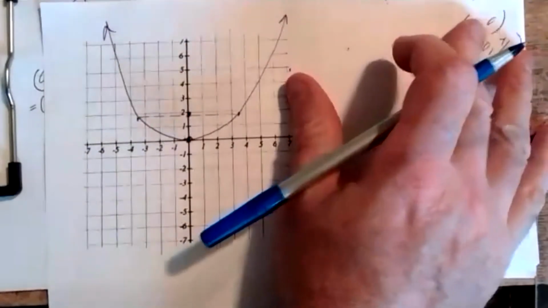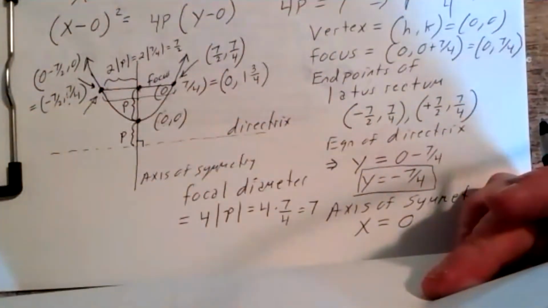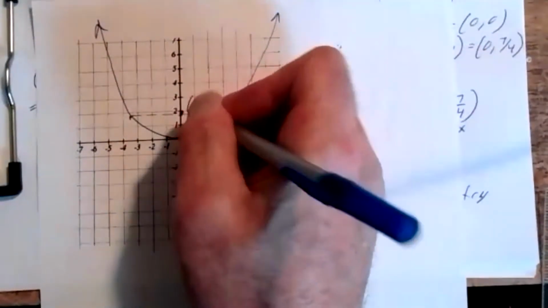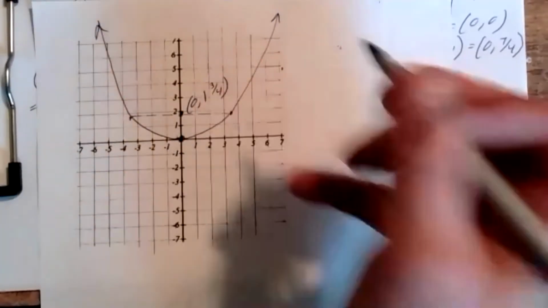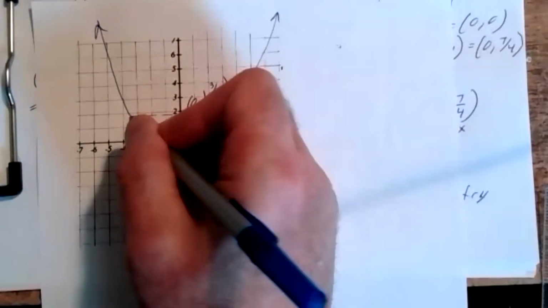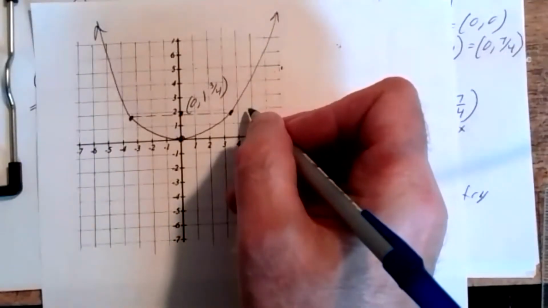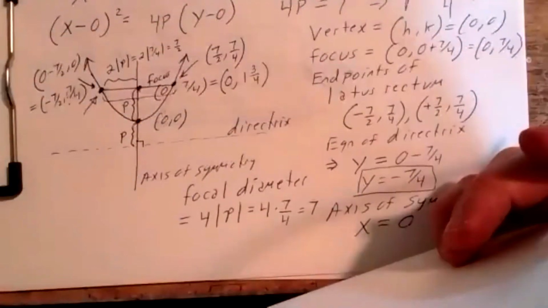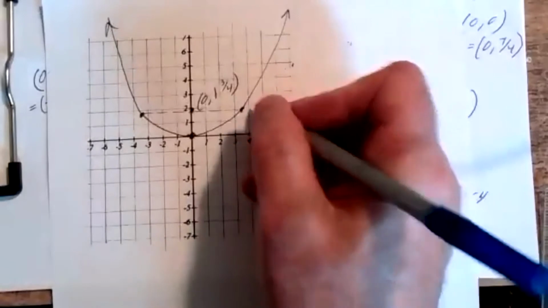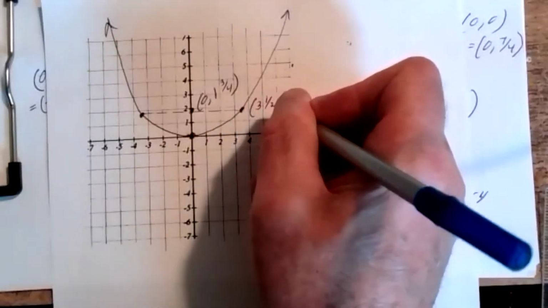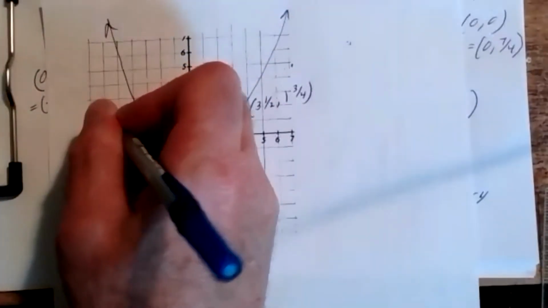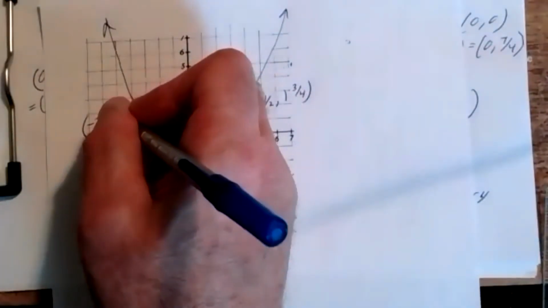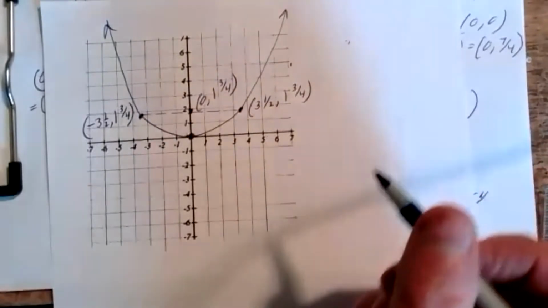Focal point, again, is the point (0, 7/4), which is 0 and 1 3/4. Here are the endpoints of your latus rectum. Should be 7/2, which is 3.5, 1 3/4, and the left endpoint would be negative 3.5, 1 3/4. And there you go. There's the graph of your parabola there.